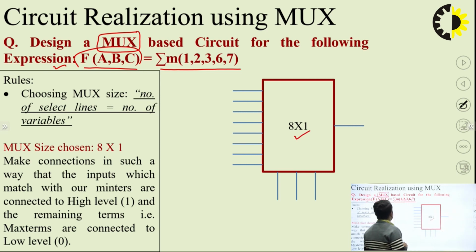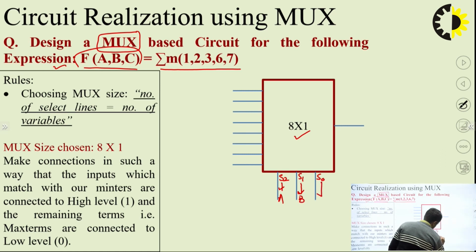We have selected the 8 cross 1 multiplexer, whose select lines we generally write as S2, S1, S0. In place of S2, S1, S0, we will be using A, B and C. The inputs for these 3 select lines will be 0, 1, 2, 3, 4, 5, 6 and 7, and there is a single output Y.